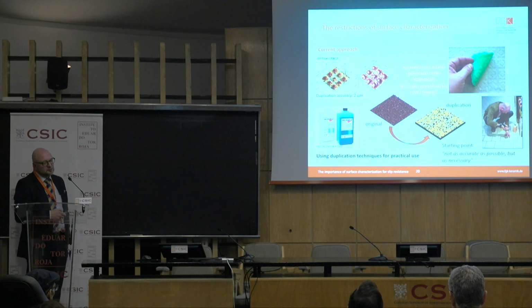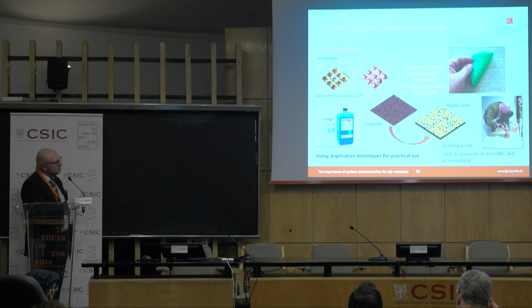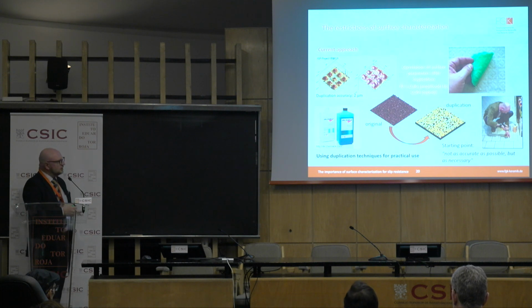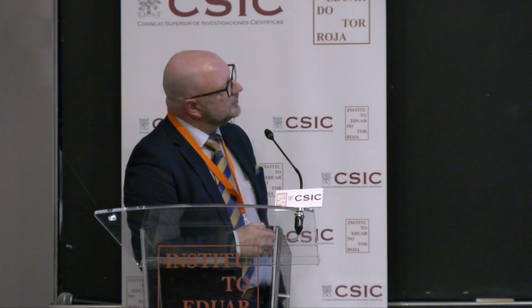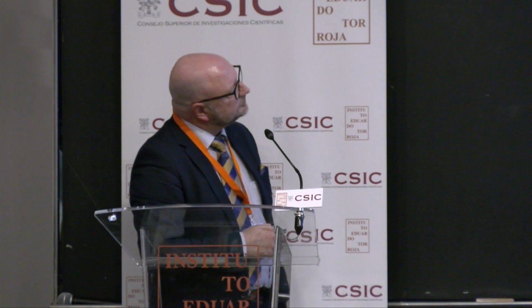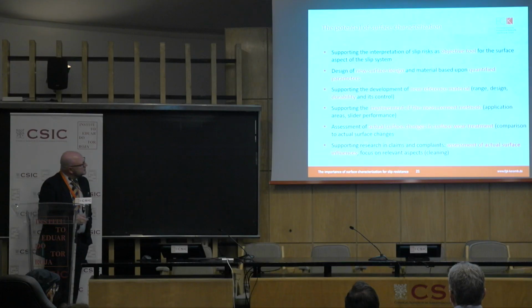This is, of course, another applicable method. If you want to go on site, we can also try to get the machine there. We also can try to make, what we do here, a duplication of the floor. In this case, it's as accurate as we need, not as accurate as it can be. So 2 microns accurate is enough to make your slip interpretation. We make this kind of duplications and use this to look at this kind of wear effects, for instance, in practice.